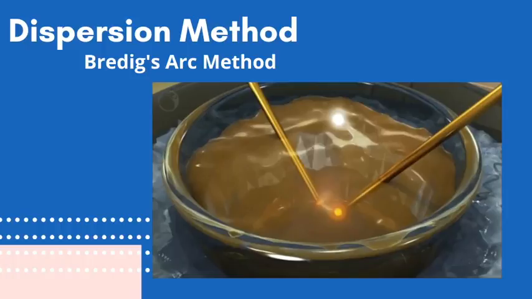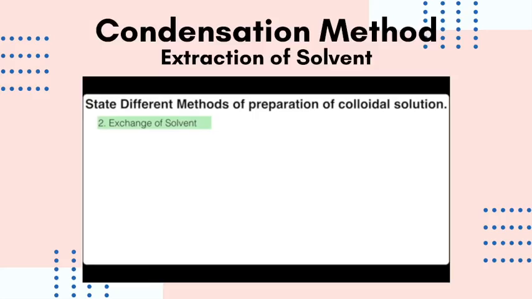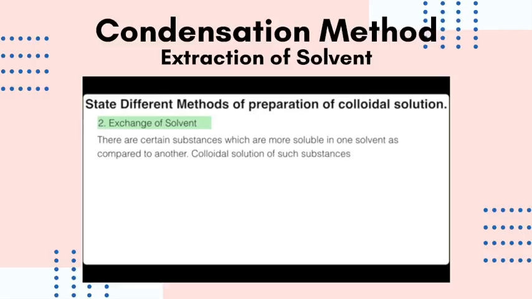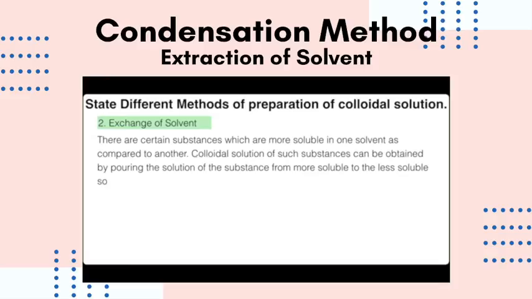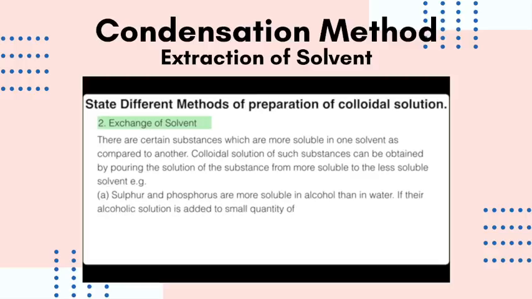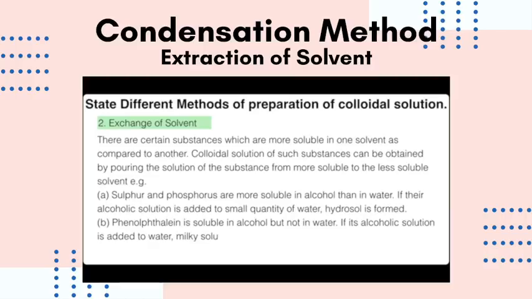Now we will move on to the second method, which is the condensation method. The technique under condensation method is exchange of solvent. There are certain substances which are more soluble in one solvent as compared to another. Colloidal solution of such substance can be obtained by pouring the solution of the substance from the more soluble to the less soluble solvent. The first example: sulfur and phosphorus are more soluble in alcohol than in water. If the alcoholic solution is added to a small quantity of water, hydrosol is formed. The second: phenolphthalein is soluble in alcohol but not in water. If the alcoholic solution is added to water, a milky solution is obtained, which is a sol of phenolphthalein.